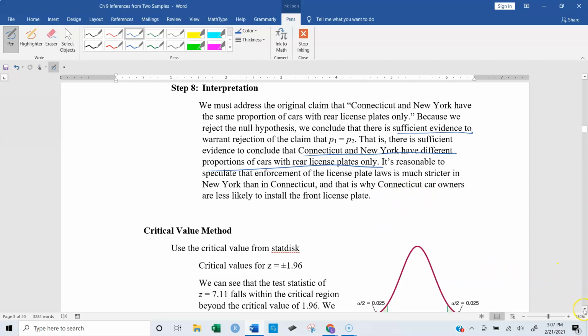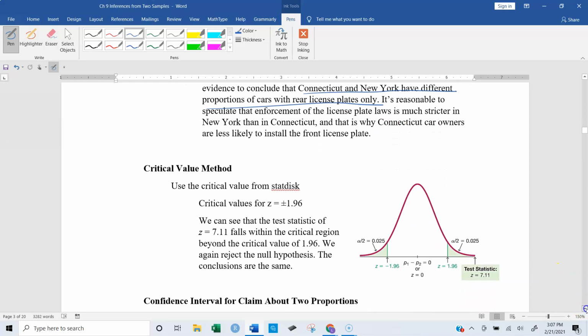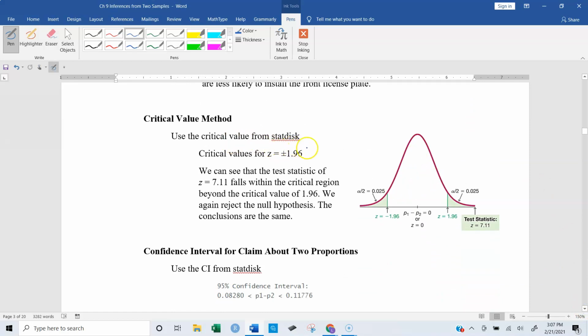All right, now let's use our critical value. The other one, I should have done this in 7. Our critical value was plus or minus 1.96. Remember, it was a two-tailed test.